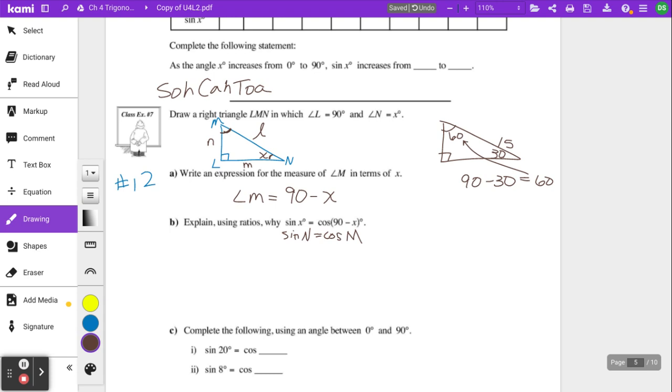Okay, so SOHCAHTOA is the acronym that we use. So what are the sides that the sine ratio uses? Opposite and hypotenuse. So from angle N, the opposite side would be what? N, over hypotenuse, which would be L. Agreed?